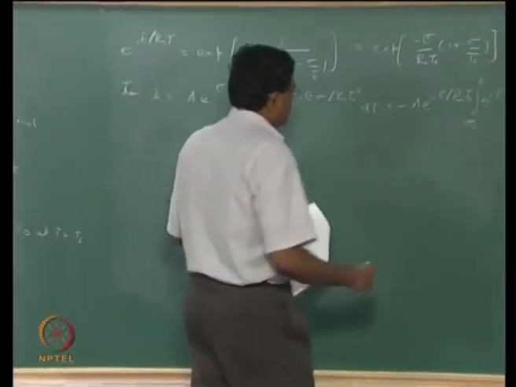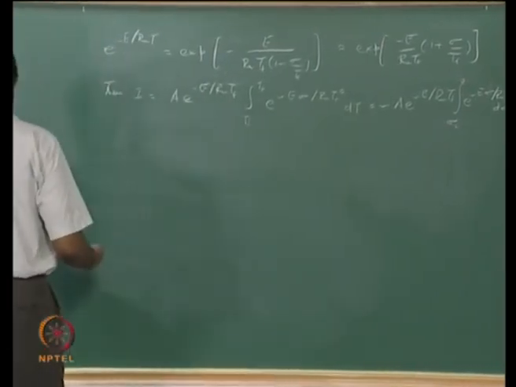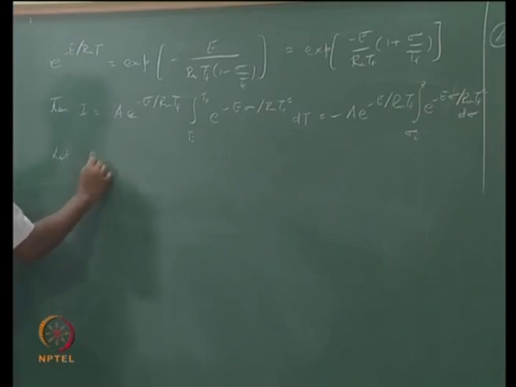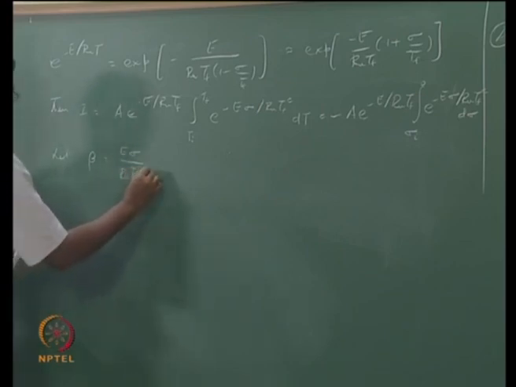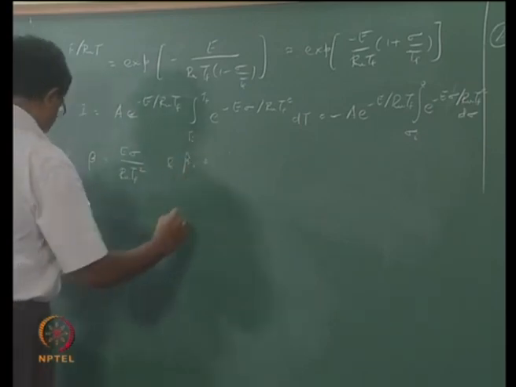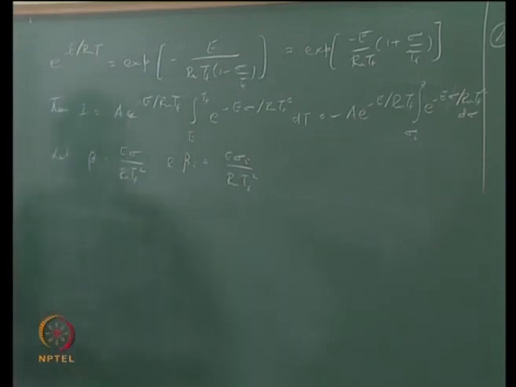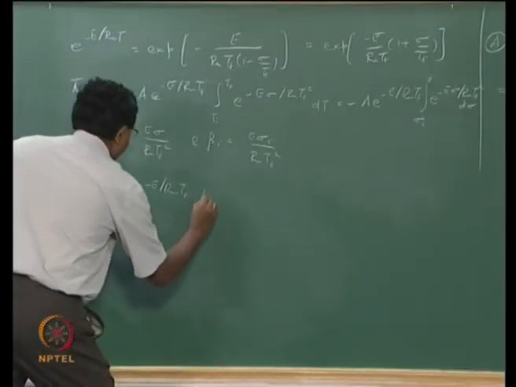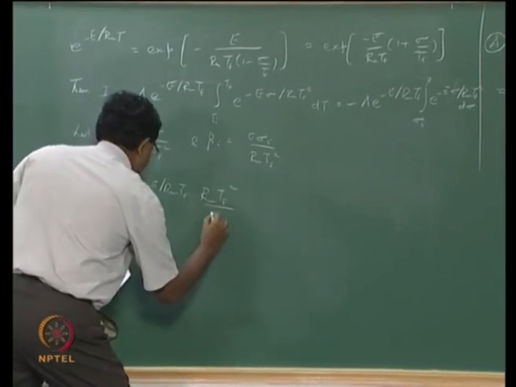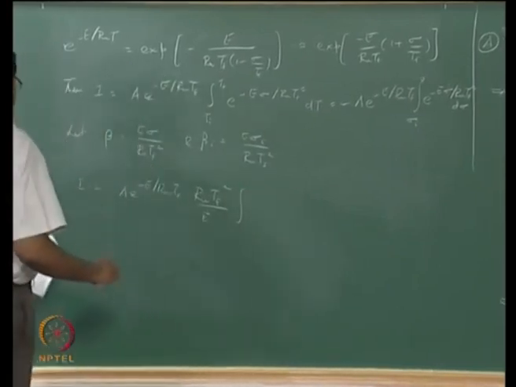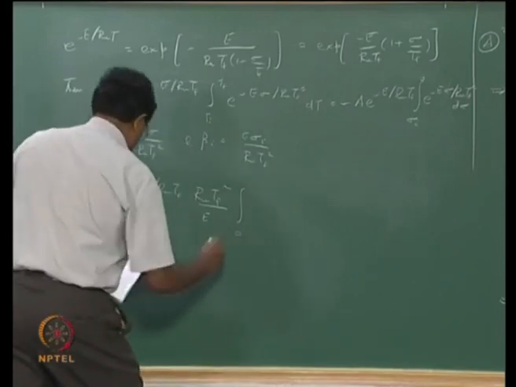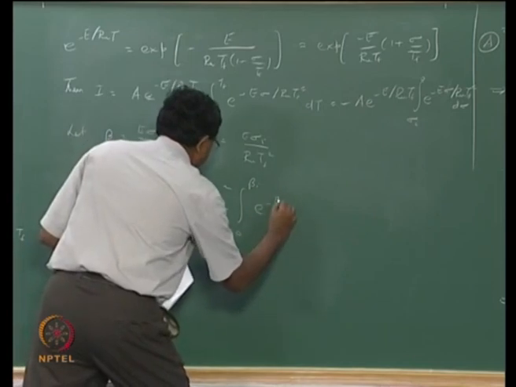Now that's a little bit of a cumbersome thing over there. Not very cumbersome, it's possible to deal with this, but still, if you want to, we could call this beta equal to E sigma over RuTf squared, and beta i is E sigma i divided by RuTf squared. Then I is A e to the minus E over RuTf, times RuTf squared divided by E, pulled out, and integral 0 to beta i, e to the minus beta d beta.